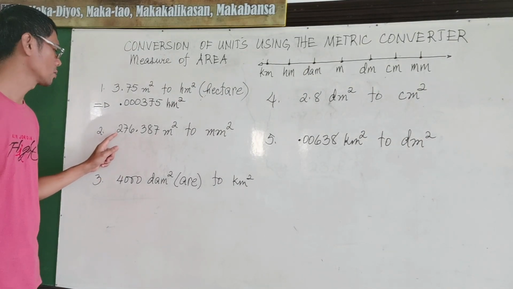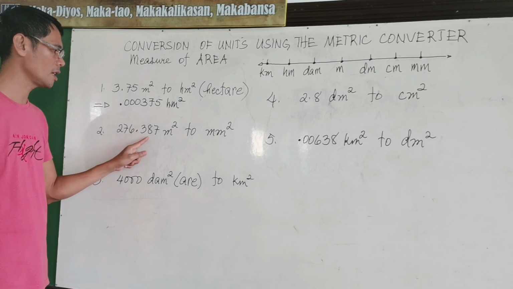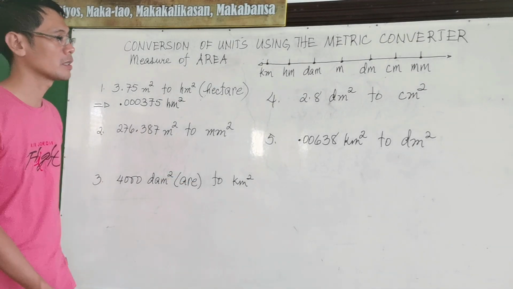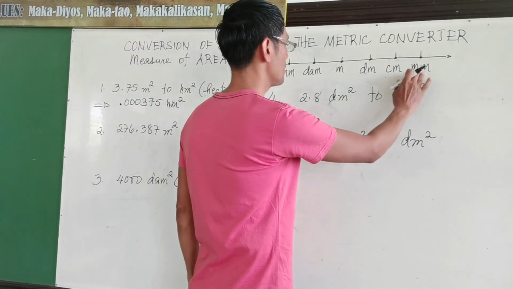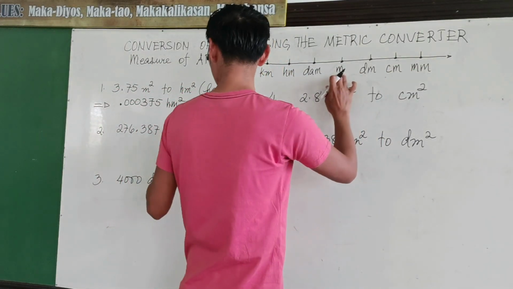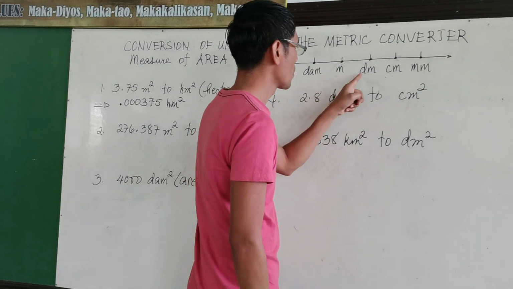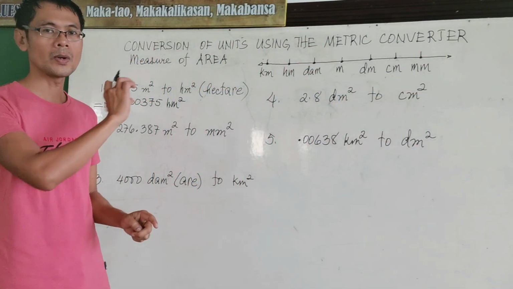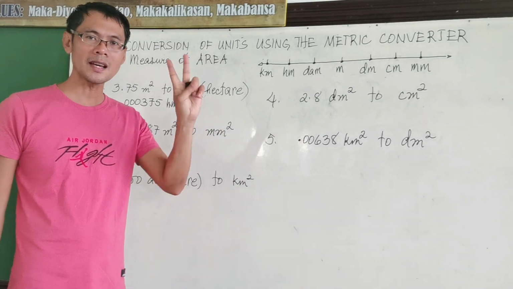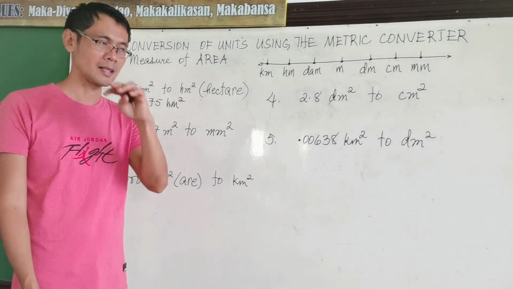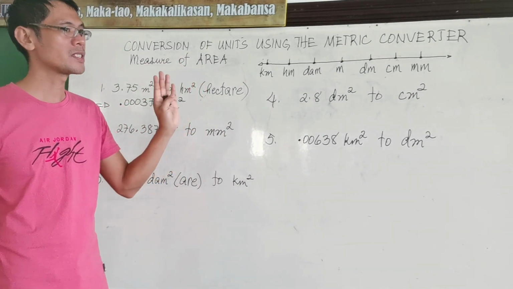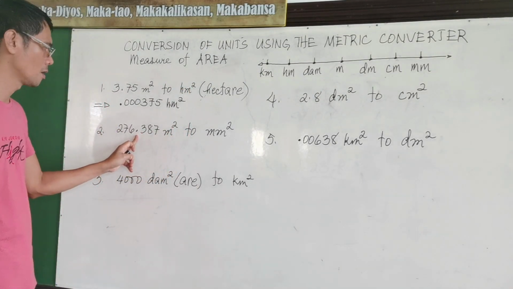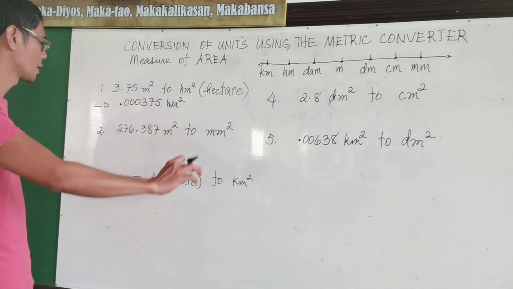Okay, let us see number 2. You're given 276.387 square meters to square millimeters. Okay, so meters to millimeter. So 1, 2, 3. So there are 3 spaces going to right. So 3 times 2, we will get 6. So we are going to move our decimal point 6 decimal places going to right.